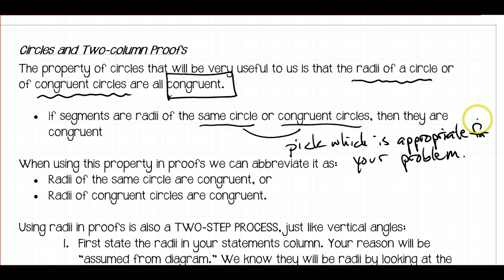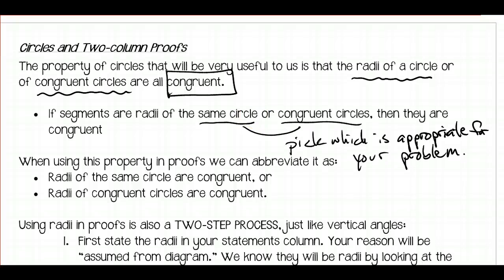Okay, then they are congruent. All right, and once again, we'll have an exception to our if-then rule when we're writing our reasons. When using this property in proofs, we can abbreviate it as radii of the same circle are congruent, or radii of congruent circles are congruent. All right, and if you want to write the if-then form, feel free. You could do that. Just pick the same circle or congruent circles, whichever is appropriate.